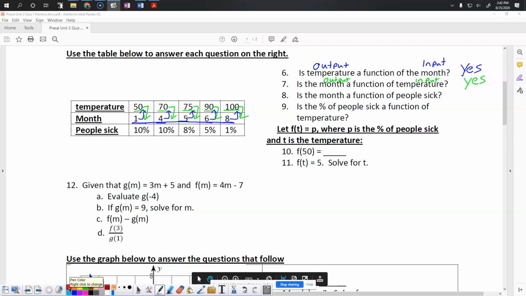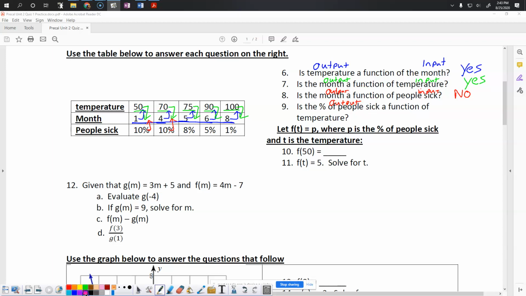Let's take a look at 8. Is the month a function of sick people? In other words, can the number of people that are sick be an input? And the answer is no. Because if 10% of the people are sick, then we don't know if that would be month 1 or month 4, because both of them have 10%. So this is a no, because the number of people sick can't serve as an input because there's a repeated value in that row.